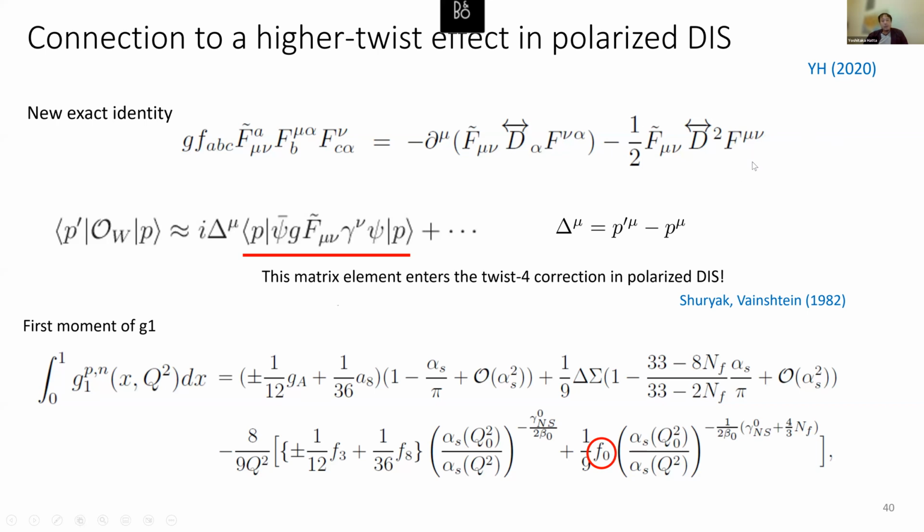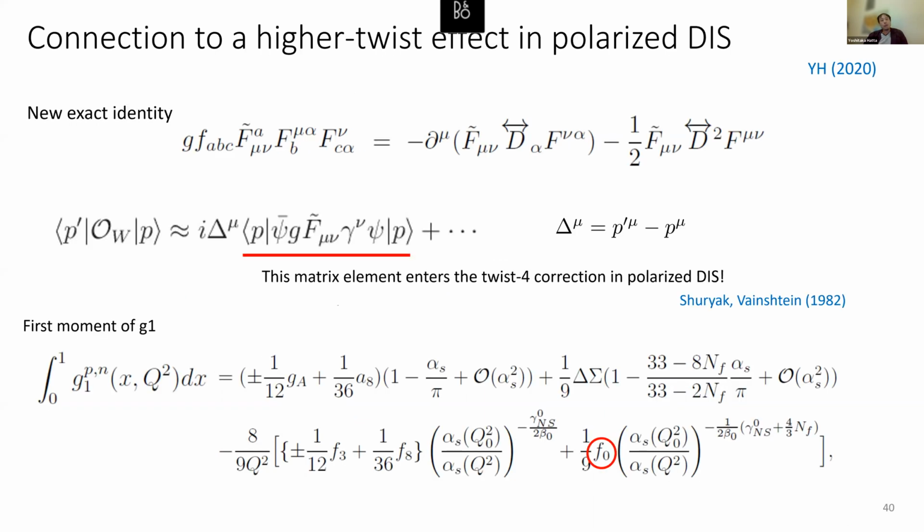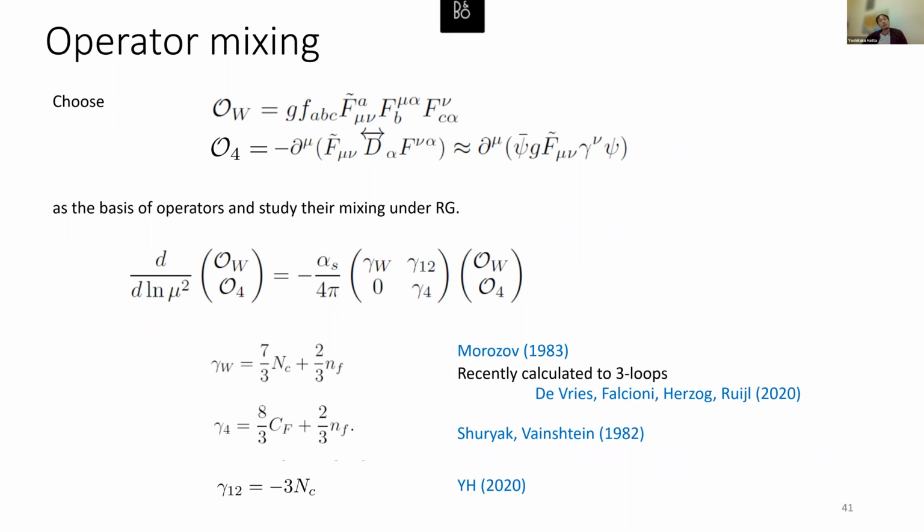If you look at this identity, there is a third operator here, and we don't know the matrix element of that. However, we can get some insight into the relative magnitude of this matrix element by looking at the evolution of these operators. So we have 3 operators and 1 relation. So there are 2 independent operators, and we can talk about the mixing between these operators. And so we basically have a 2x2 anomalous dimension matrix.